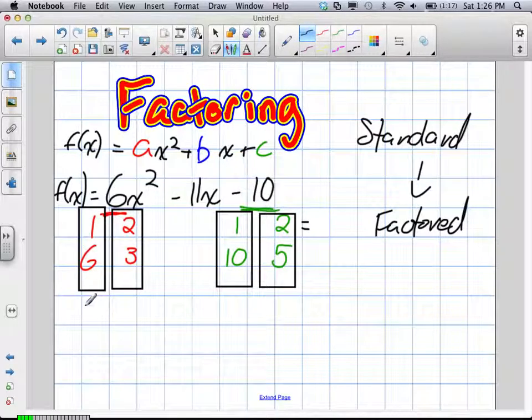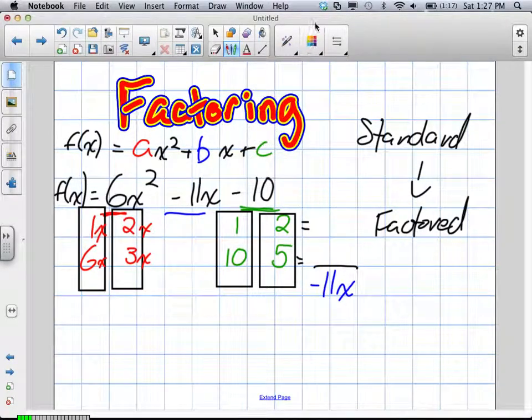We're going to multiply a pair of the first columns by a pair in the second column. And they're going to add up to our b term, which is negative 11x, technically. Because technically this is 1x, 6x, and 2x, and 3x. So we're going to trial and error and jump through this.